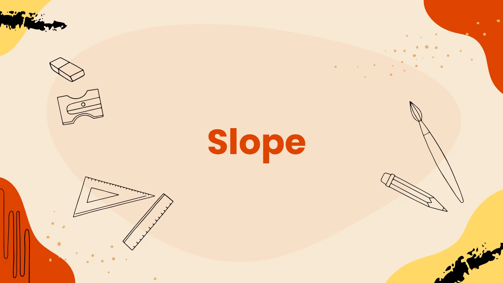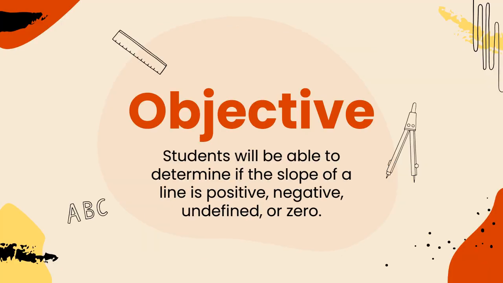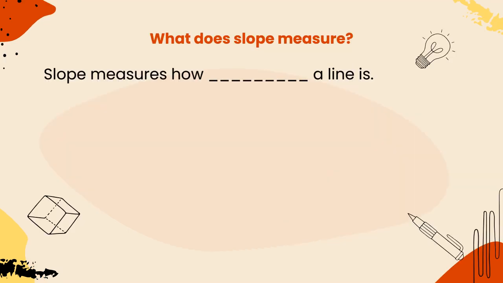Today we're going to continue talking about slope. So our objective for today is that students will be able to determine if the slope of a line is positive, negative, undefined, or zero. So let's review just for a minute.